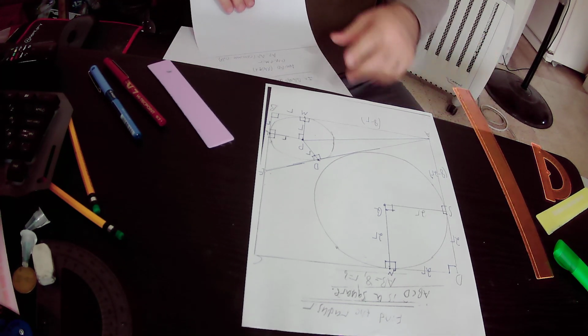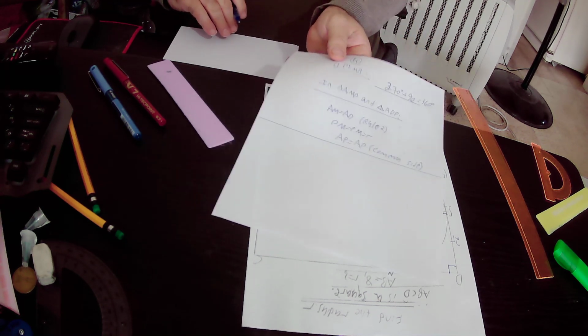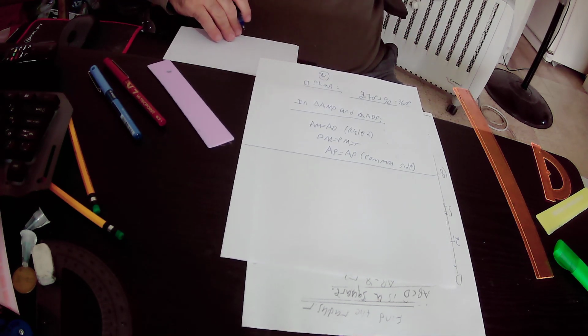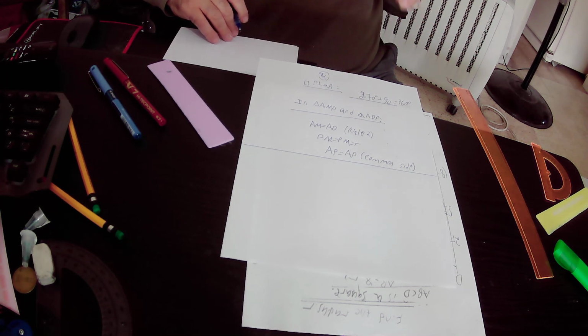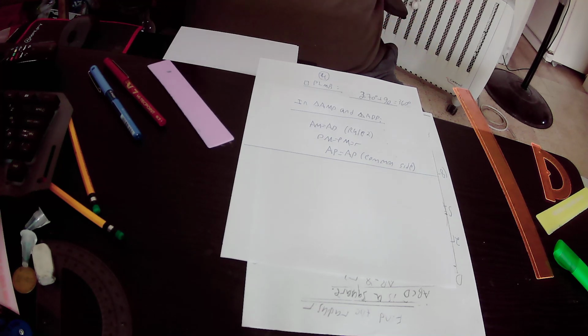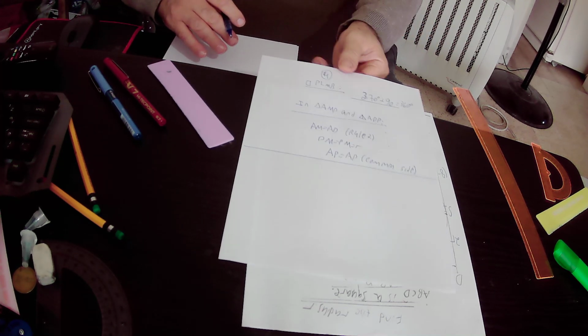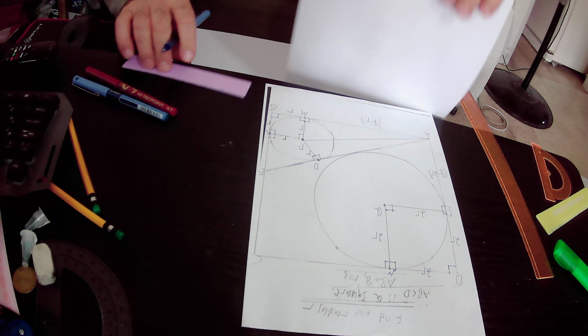Again, AP equals AP is a common side that belongs to both triangles. So we actually proved that the three sides of the right triangle AMP are correspondingly equal to the three sides of triangle ADP. Therefore, those two right triangles can go into each other according to side rule. So I will write it down.